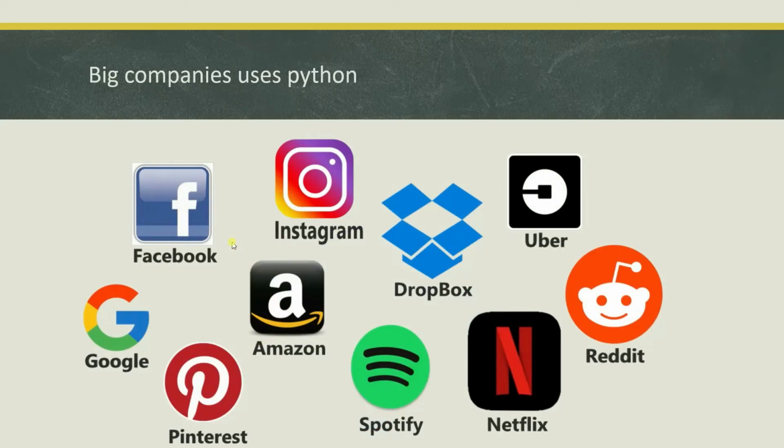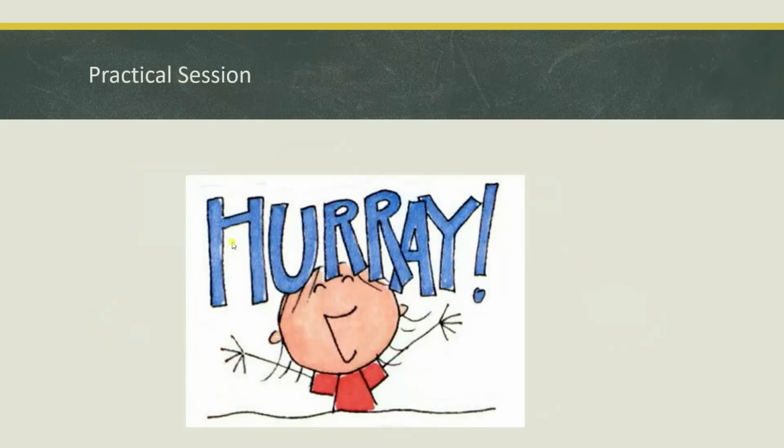Big companies that use Python: Facebook is using Python, Instagram, as I told you, uses Django, and Uber, Dropbox, Reddit, Netflix, Spotify, Amazon, Pinterest, and Google. Those also use Python, and YouTube is also using Python as well.